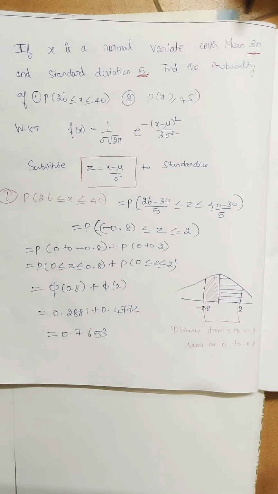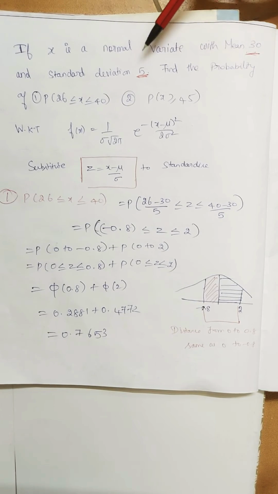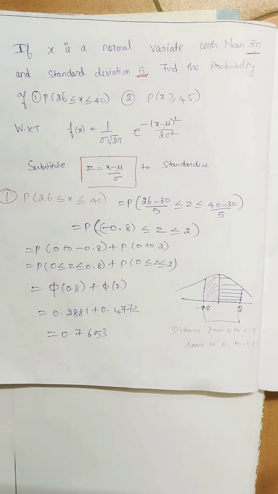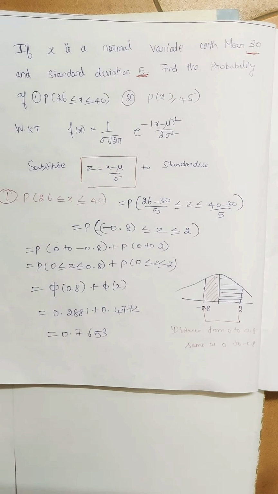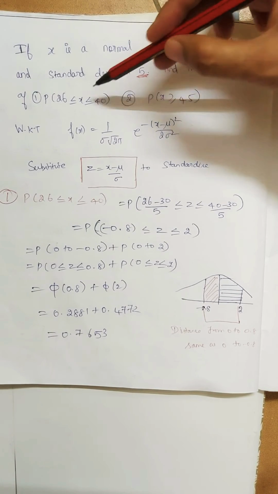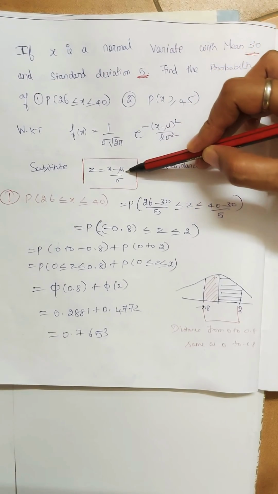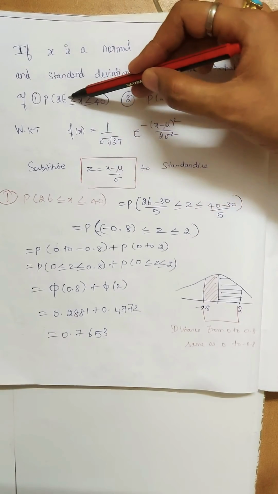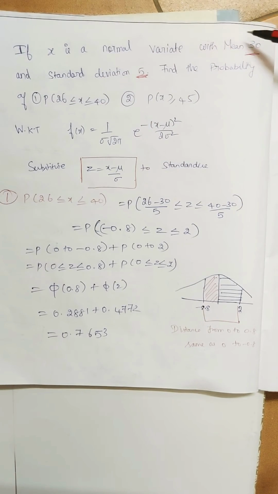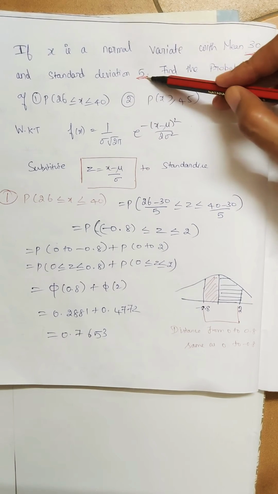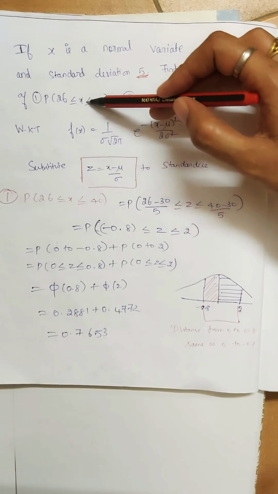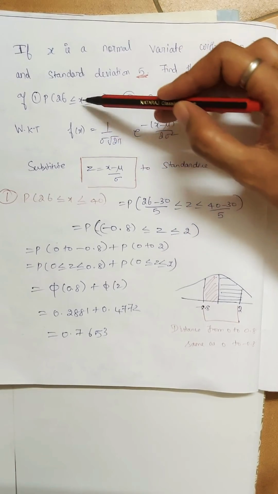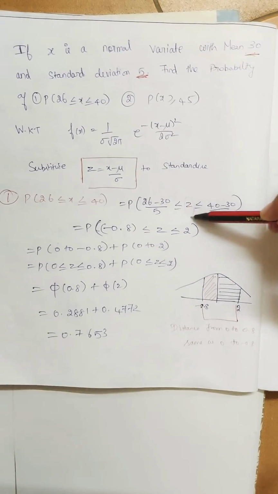If x is a normal variate with mean 30 and standard deviation 5, find the probability of two things. Let's see the first one. P of 26 less than or equal to x less than or equal to 40. Now we are going to change x in terms of z. So z is equal to x minus mu by sigma. In the place of x we have 26 minus mu, what is the mean? 30. Sigma is 5. So 26 minus 30 by 5. Now once you have written 26 minus 30 by 5, instead of x what you have to write? Z. This is very, very, very important.